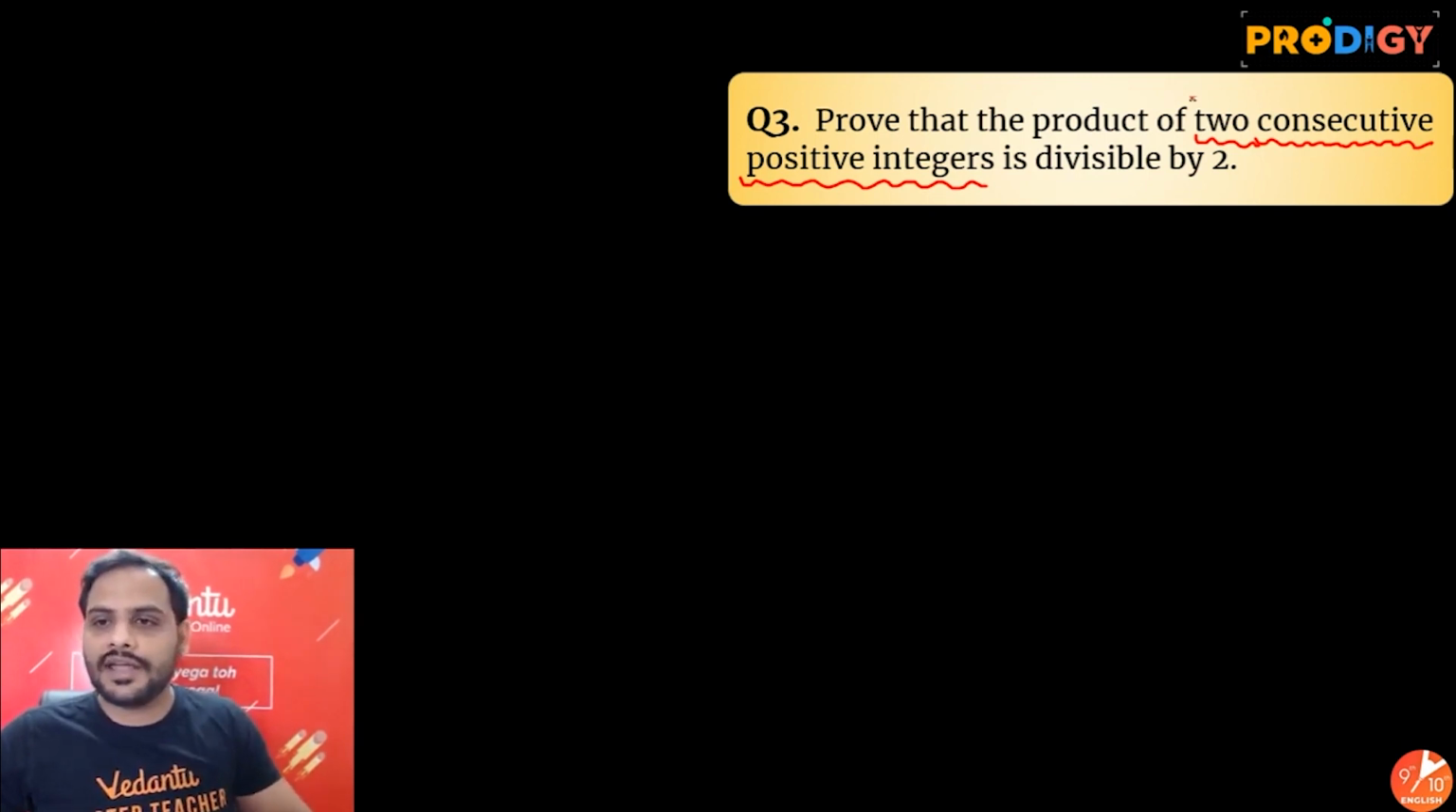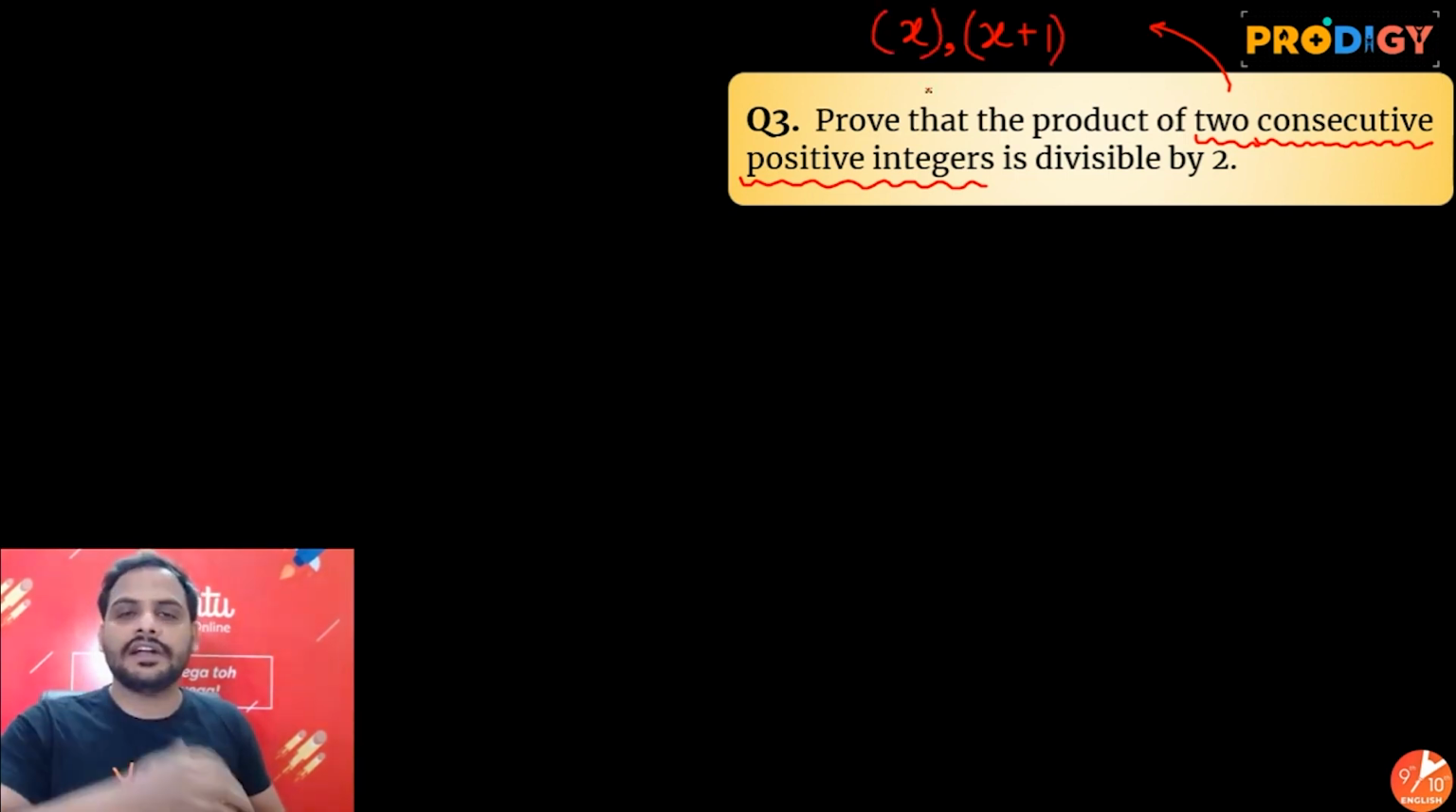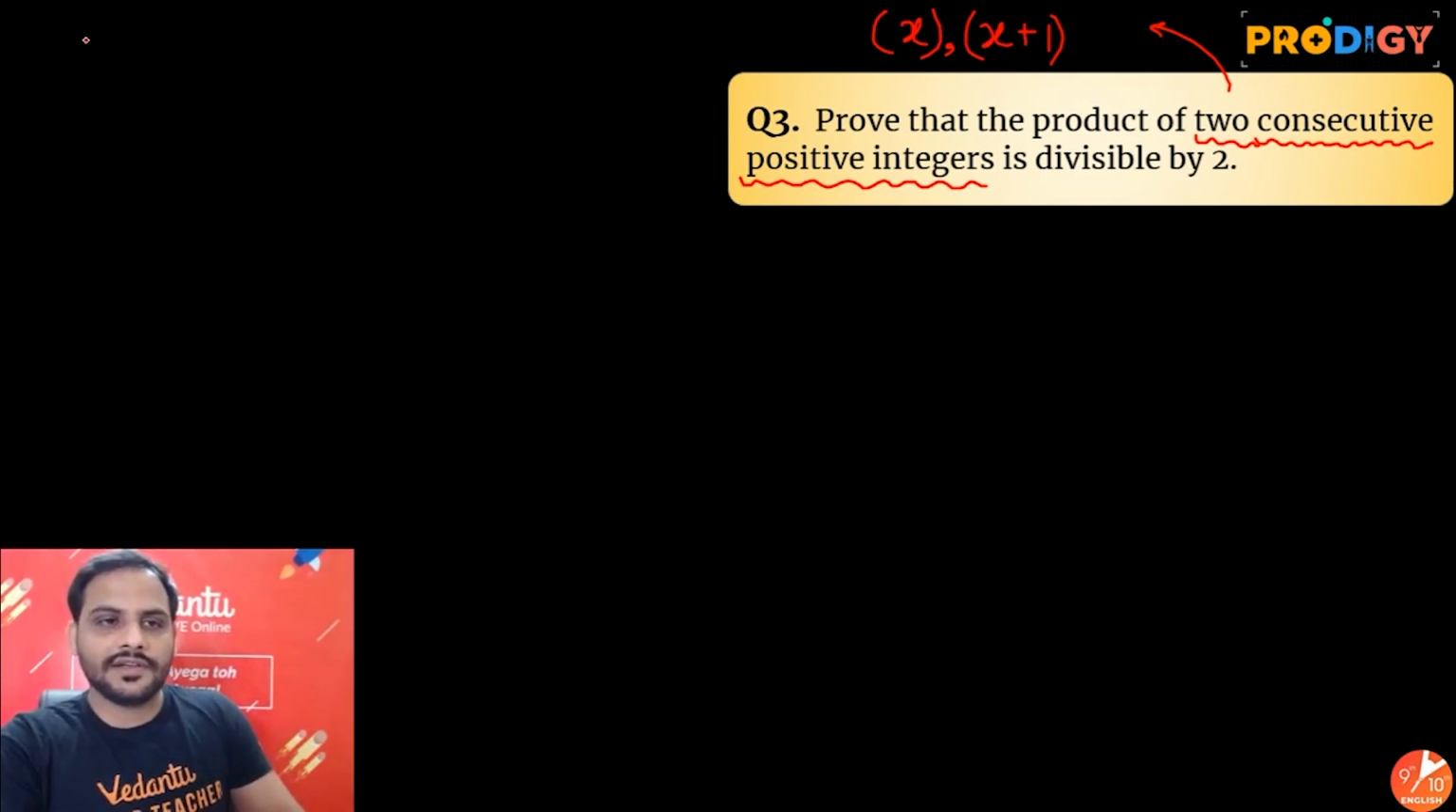So how do I write two consecutive integers, beta? If I take one as x, the other will be x plus 1. Yes. So let us say these are my two consecutive positive integers. One is x, the other is x plus 1. Alright. So now I have to check that x into x plus 1 is always divisible by 2. So I have to check whether it is always divisible by 2 or not.